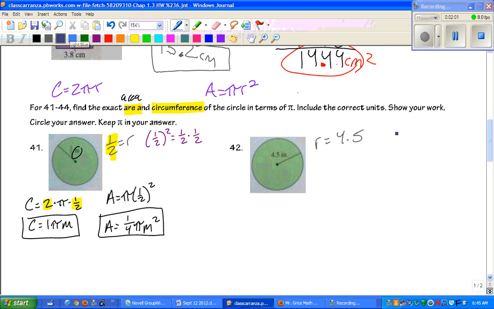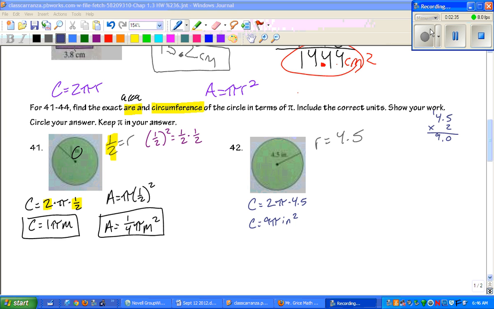Okay, 42. Our radius is 4.5, so circumference equals 2 times pi times 4.5. And if you need to go off to the side real quick, 4.5 times 2. 2 times 5 is 10, carry the 1. 2 times 4 is 8, plus 1 is 9. And it's not 90, it's 9.0. So the circumference equals 9 pi inches.